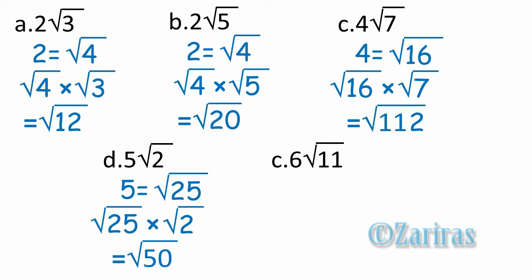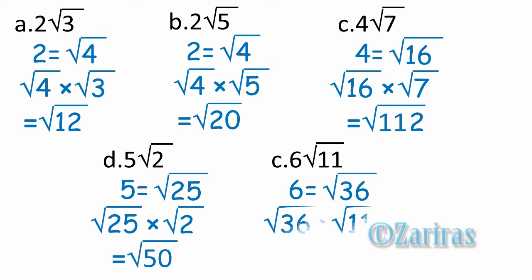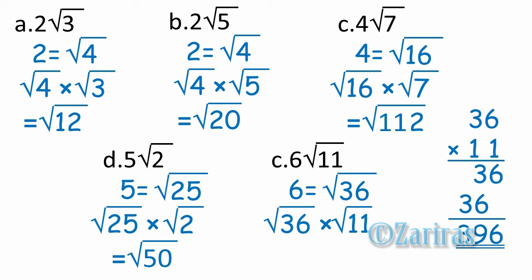Next we have C, 6 root 11. So 6 into 6 is 36. Square root of 36 is the answer for 6. Square root of 36 is equal to 6. So root 36 multiplied by root 11. So here we can see 36 into 11. 1 into 36 is 36. Another 1 into 36 is 36. If we add them, we get 693. That means 396 we get. Square root of 396 is the answer for C.